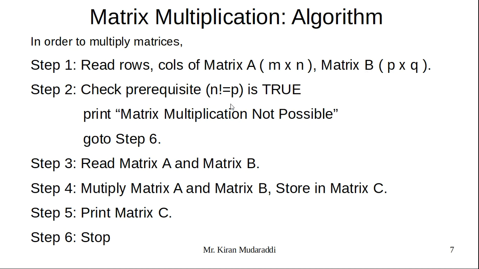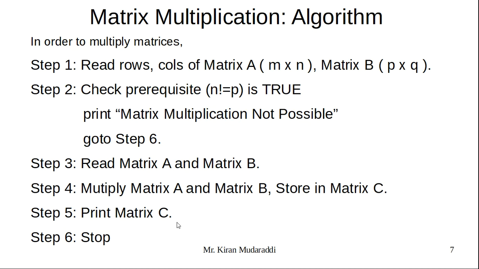P is what? Number of rows of matrix B. If both are not equal, then directly we are saying matrix multiplication is not possible, and we will stop the program. That is, go to step 6 and we will stop the program. Otherwise, if both are equal, then we will read elements of A and elements of B, and finally we are multiplying A and B and storing it in a C matrix, and we are printing the product matrix. These are the steps.